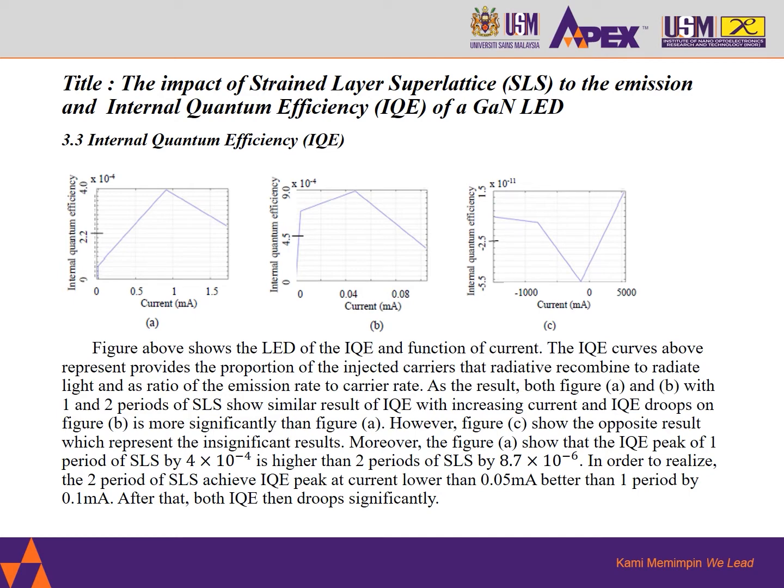Moreover, figure A shows that the IQE peak of the first period of SLS, at 4 times 10 power by negative 4, is higher than the second period of SLS, at 8.7 times 10 power by negative 6. However, the second period of SLS achieves its IQE peak at a current lower than 0.05 milliampere, better than the first period at 0.1 milliampere. After that, both IQE then drop significantly.